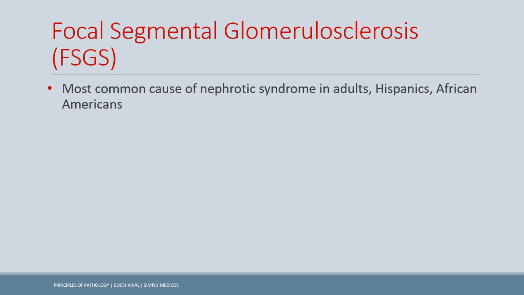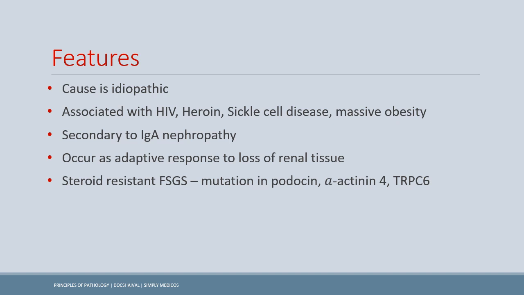Now, what is focal segmental glomerulosclerosis? It's the most common cause of, again, nephrotic syndrome in adults and Hispanics, African Americans. Now, the cause of the FSGS is usually idiopathic, but it may be associated with HIV, heroin, sickle cell disease, and obesity. It may be secondary to the IgA nephropathy.